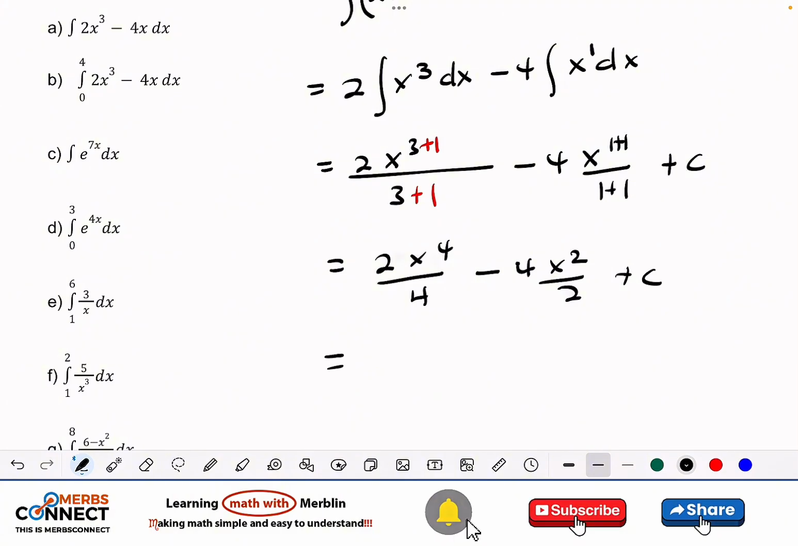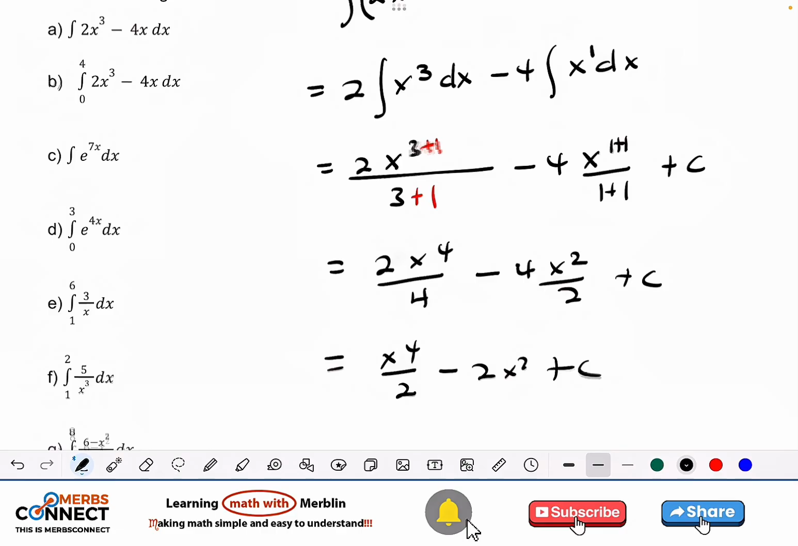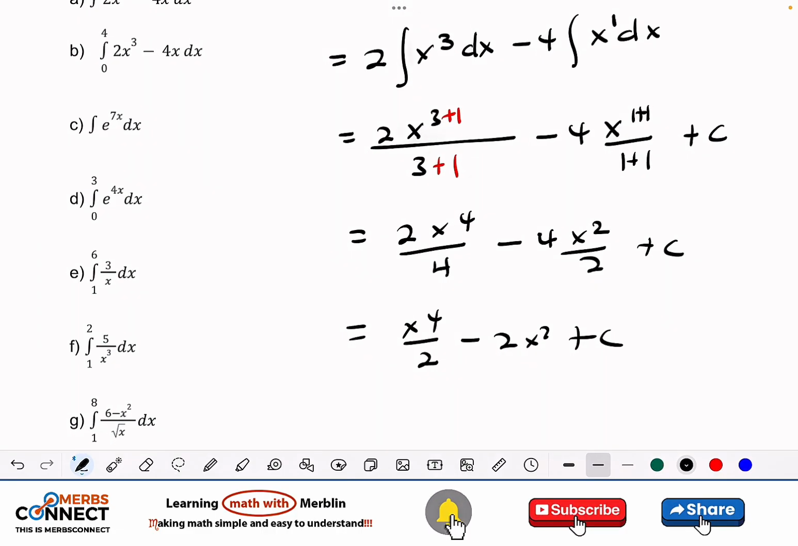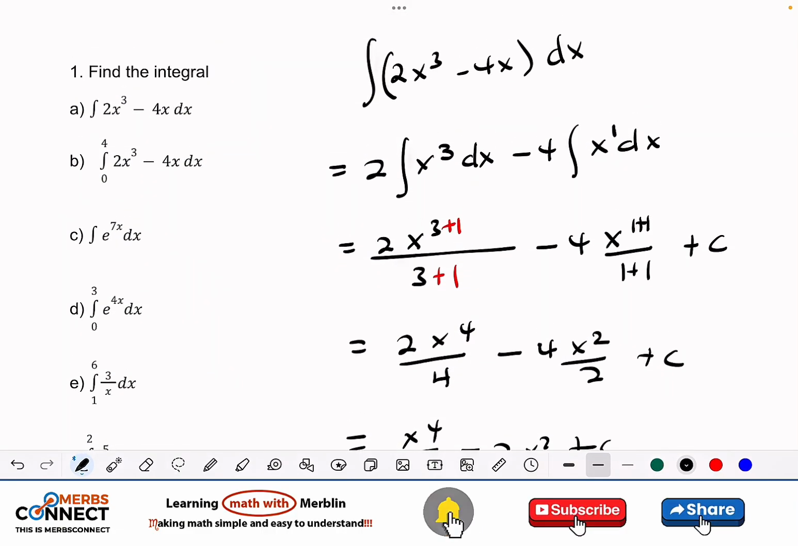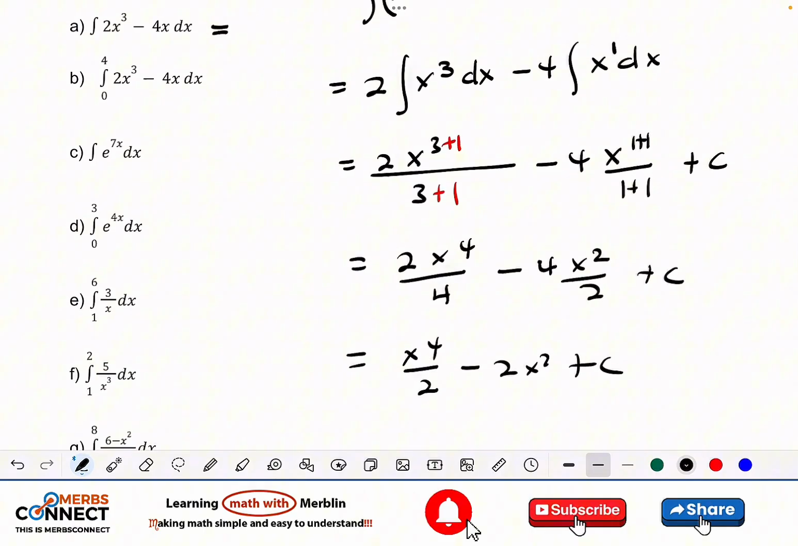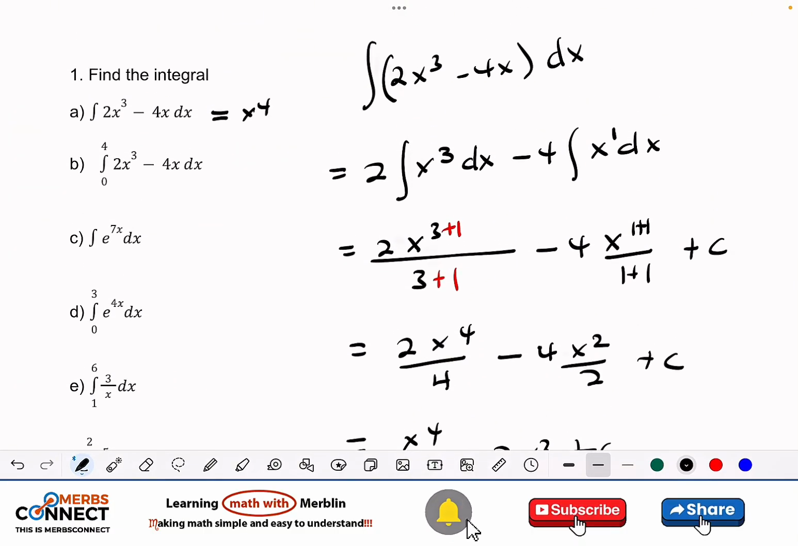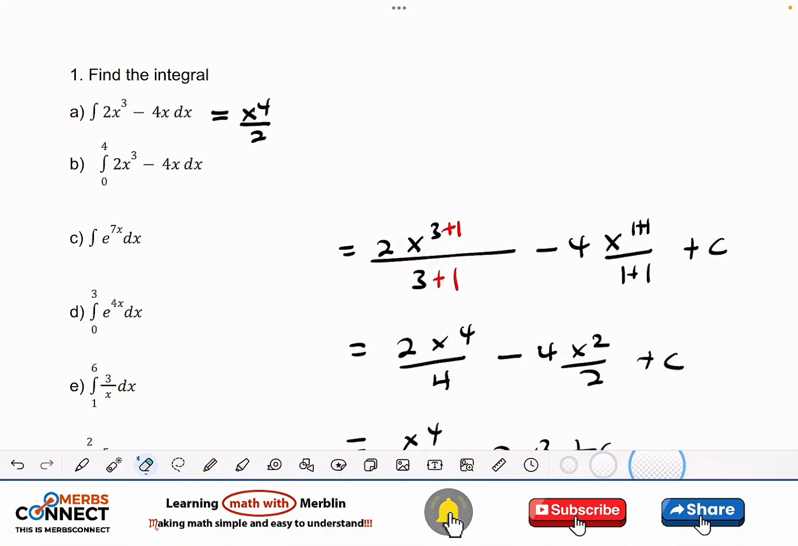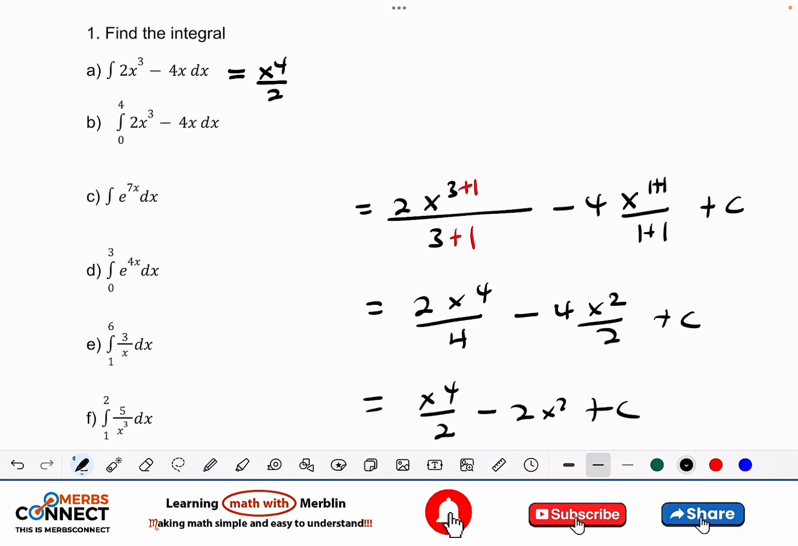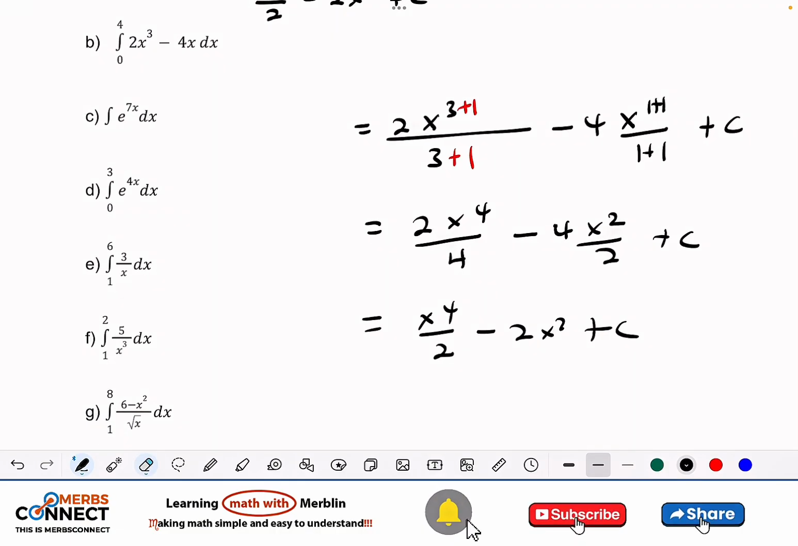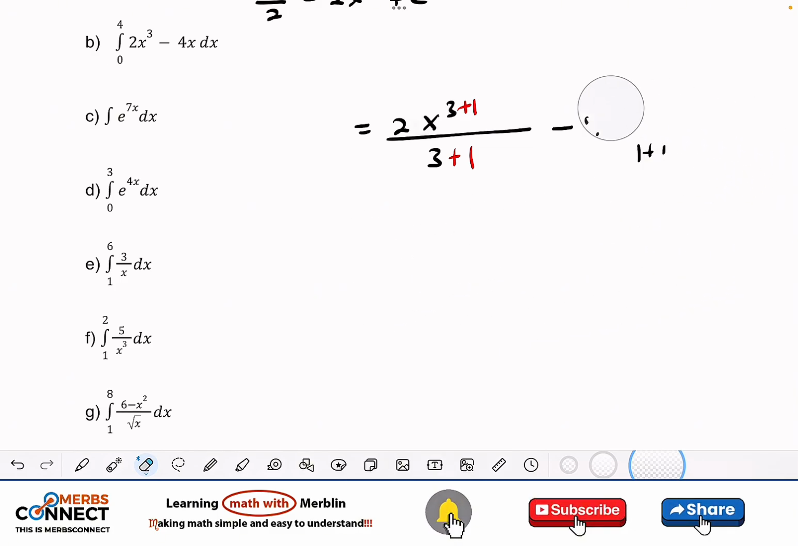If I want to simplify this, I can cancel these. So I'm going to have x to the power 4 divided by 2 minus 2x squared plus c. This is what I'm going to get for the first one. I will just write the final solution here: this is equal to x to the power 4 divided by 2 minus 2x squared plus c. This is what I'm going to get for the first one.